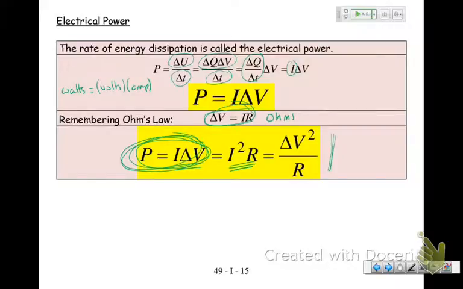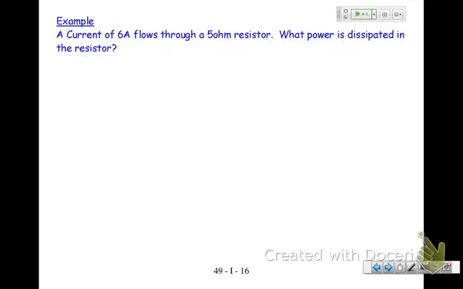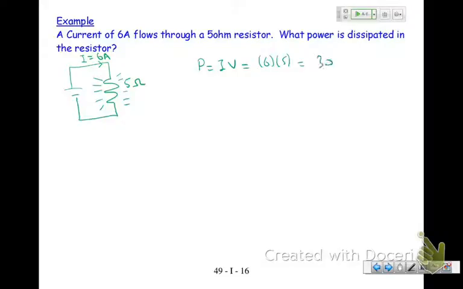Let's do one. A current of 6 amps flows through a 5 ohm resistor. So I is equal to 6 amps, flowing through a 5 ohm resistor. What power is dissipated? How much energy per second is given off? I would say power is equal to IV, which equals 6 times 5, which equals 30, and because we're in SI units, I know that is watts.